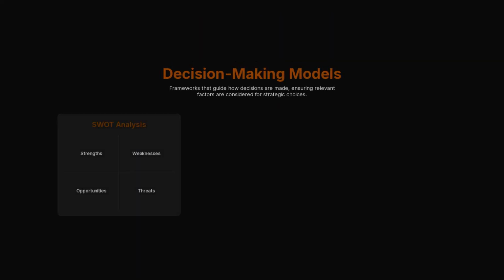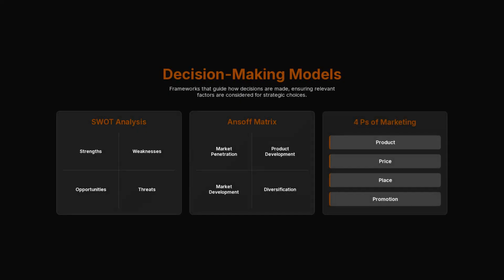Next, let's dive into decision-making models. Decision-making models are frameworks that guide how decisions are made in an organization. They help structure the process, ensuring that all relevant factors are considered. Common models include the SWOT analysis, the Ansoff Matrix, and the 4 Ps of marketing. These models provide a systematic approach to evaluating options and making strategic choices.